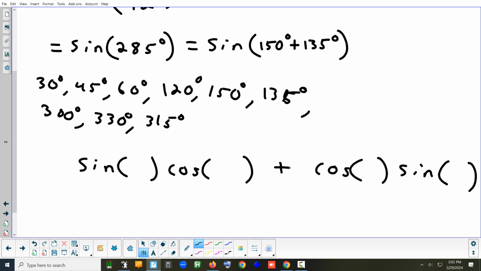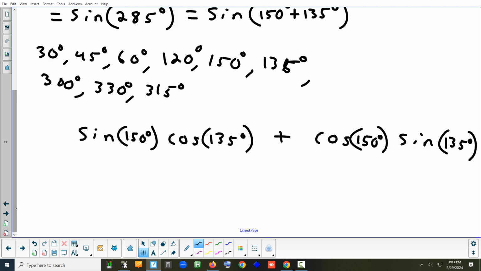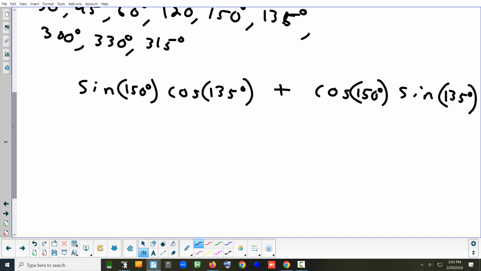Okay, and the first angle we're going to fill in is 150. And the second angle? 135. Now, probably going to be easier to write down the coordinates for those. So now we can just figure out what we need. 150, 135. Okay, so 150.